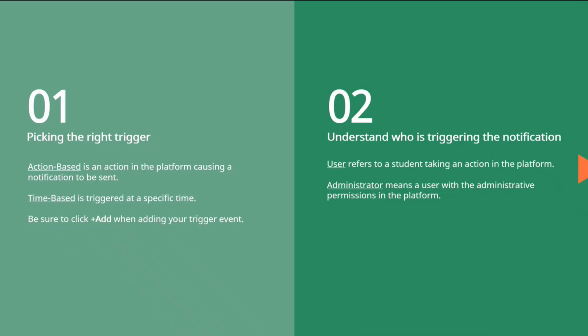And then the most common that we see is action-based triggers. They're the most popular, often with the operations manager and instructors, because they can send out information based on performance, something that's happened within the platform. But it's good to know that there are two triggers that you can choose from.